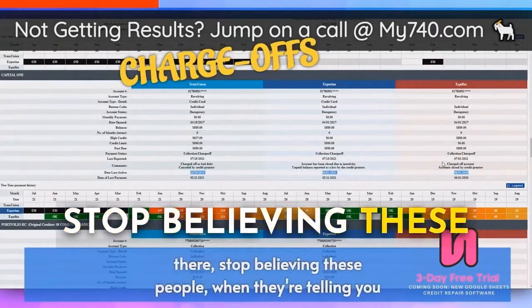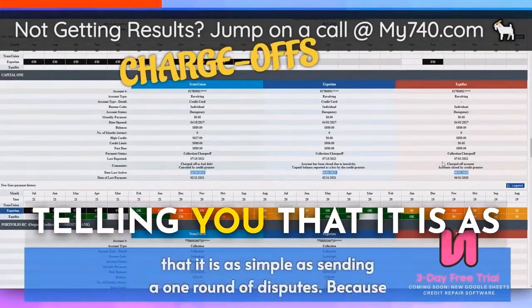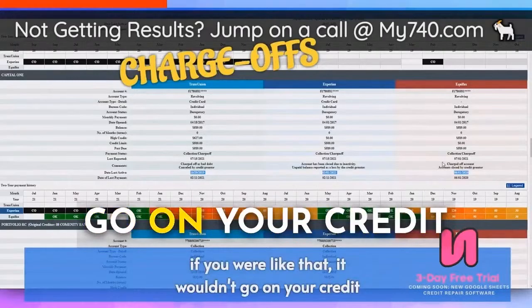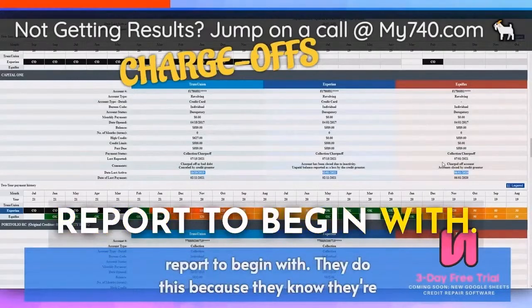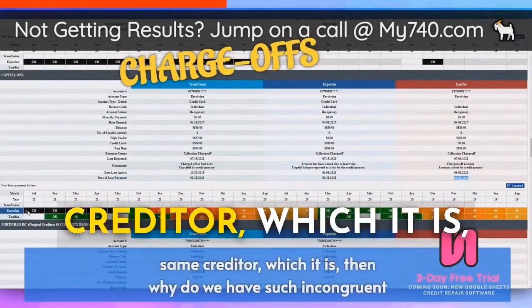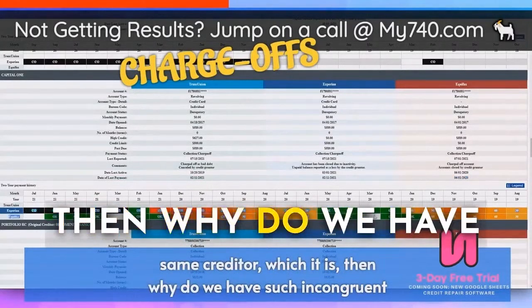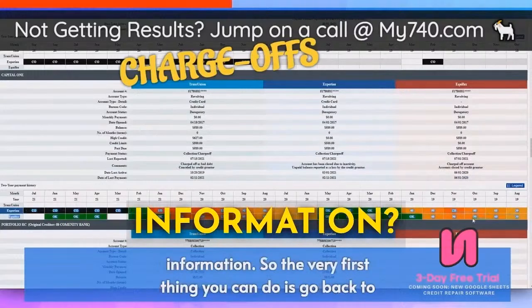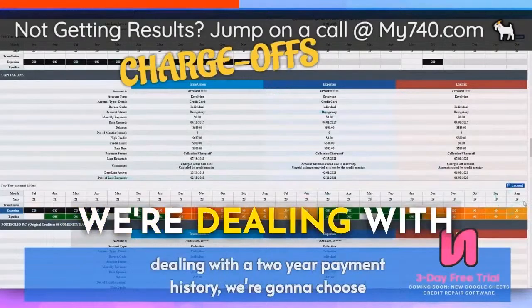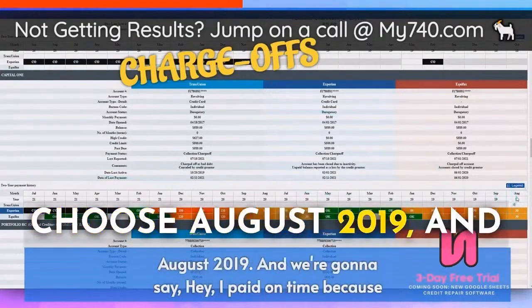Stop believing these people when they're telling you that it is as simple as sending out 1 round of disputes, because if it were like that, it wouldn't go on your credit report to begin with. Go over into payment history. If this information is from the same creditor, which it is, then why do we have such incongruent information? Go back to the very first late payment that you see, and just because we're dealing with a 2-year payment history, we're going to choose August 2019.